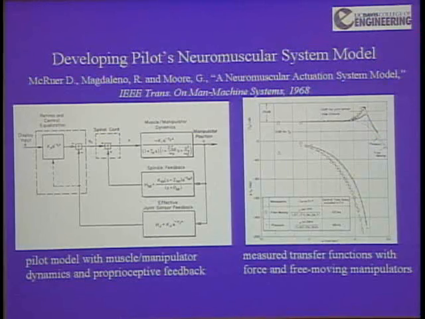Okay. More neuromuscular dynamics. McCruer et al., Duane McRuer, Ray Magdaleno, and George Moore, who was on the faculty at UCLA, published this paper on developing a model of the neuromuscular dynamics of the pilot. Things are getting fancy now. There are some inner loops being closed. The muscle spindle is a receptor in your muscles, and there are lots of them, and what it measures is muscle length. Okay, and it provides an immediate signal to the central nervous system that that muscle is being extended, provides some feedback to stop it.